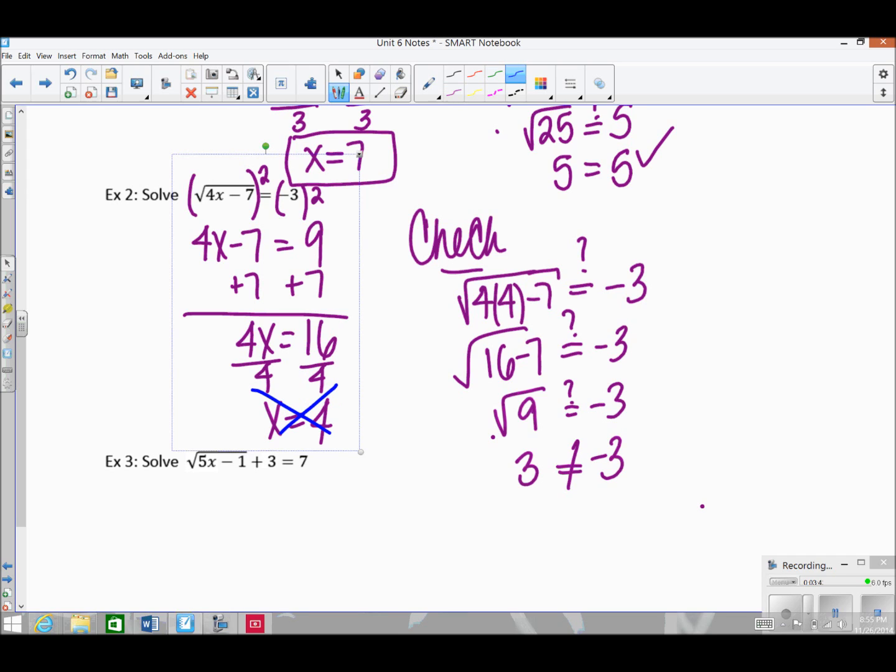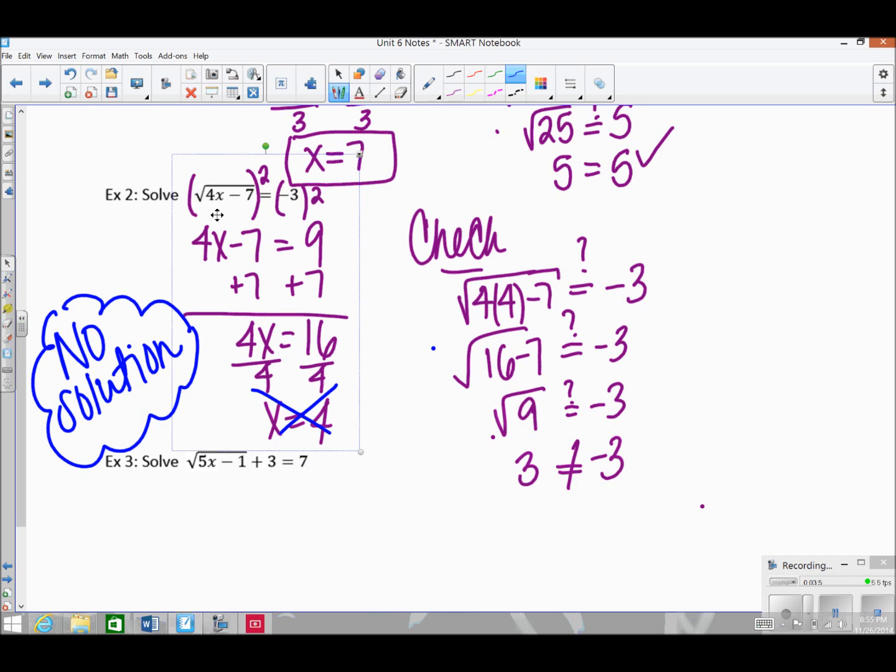Therefore, the answer to my question is that there's no solution to this equation. If you go back and look at this original equation, you can see that it doesn't make sense to begin with, because the square root of something can never equal a negative number. If you recognize that right from the beginning, you don't even need to go through this whole process. You can just go right into saying that there's no solution, because you can't take the square root of something and ever get a negative.